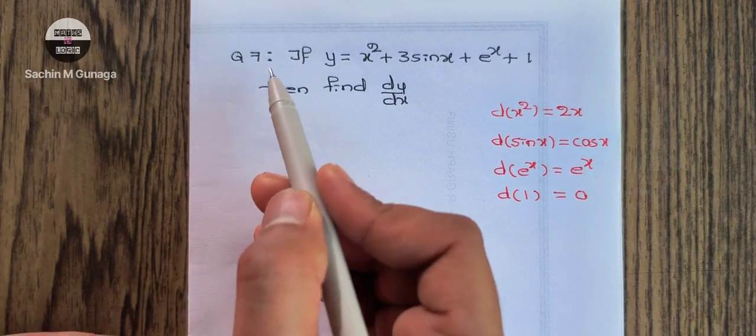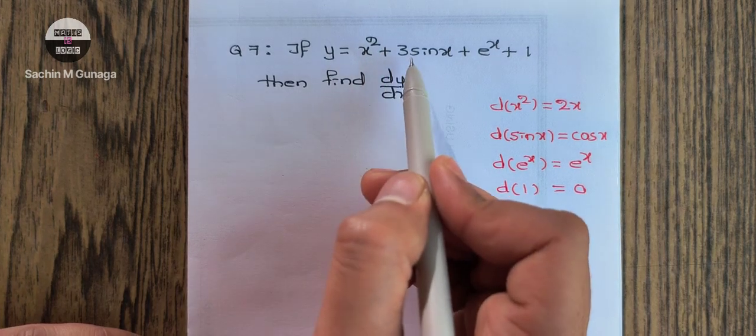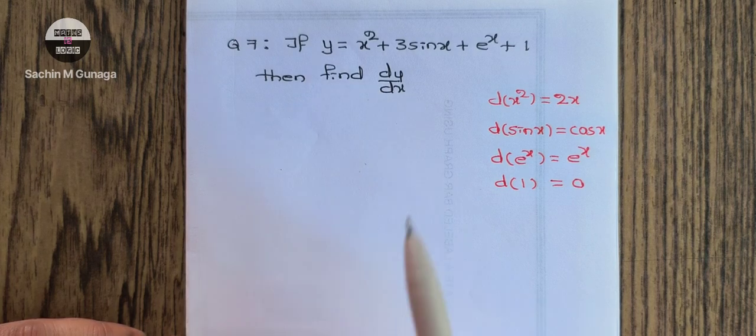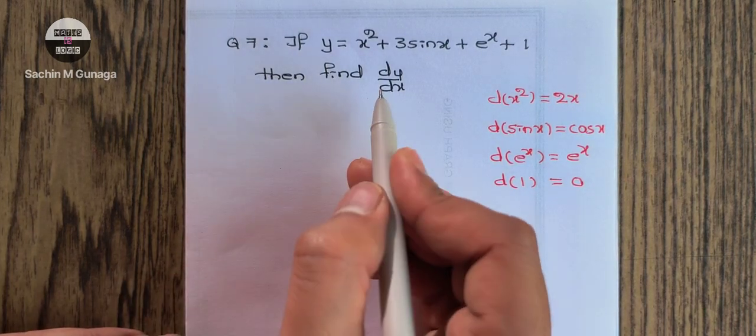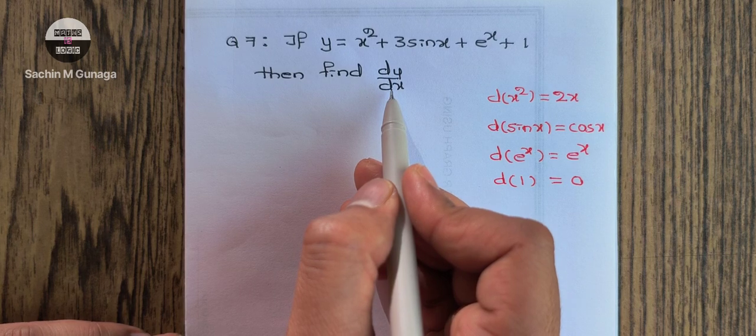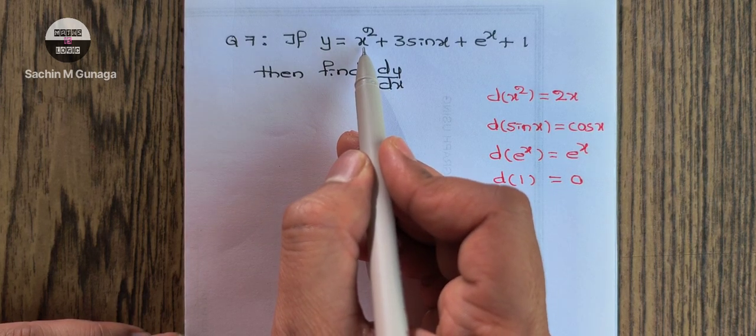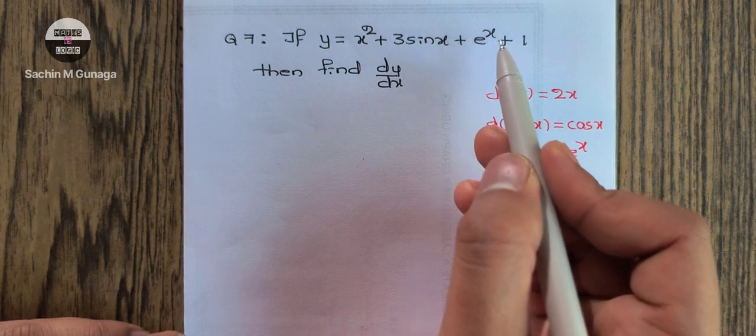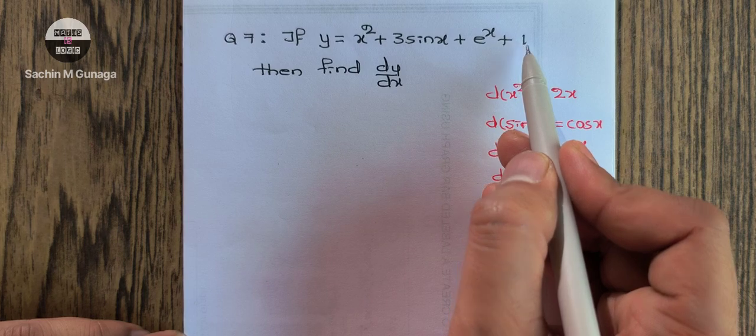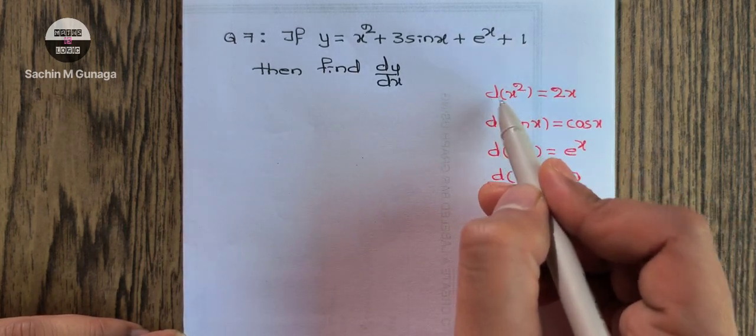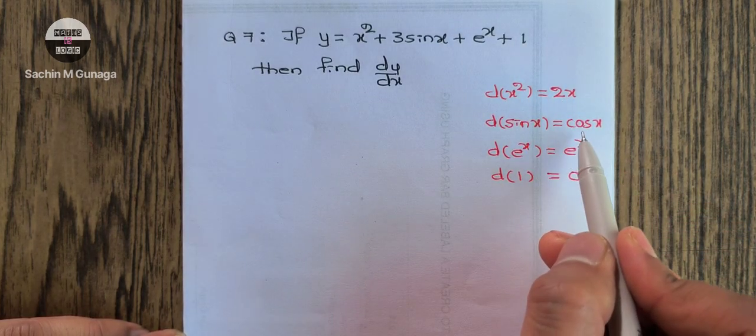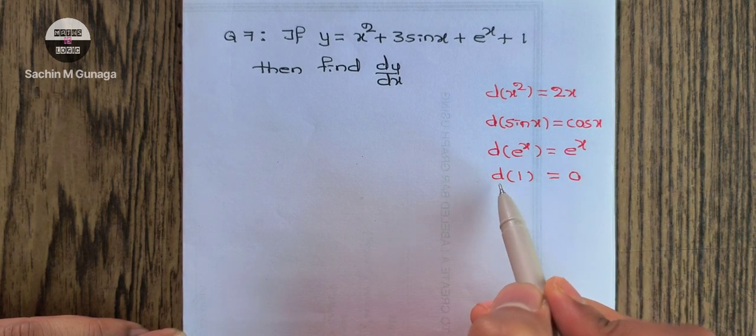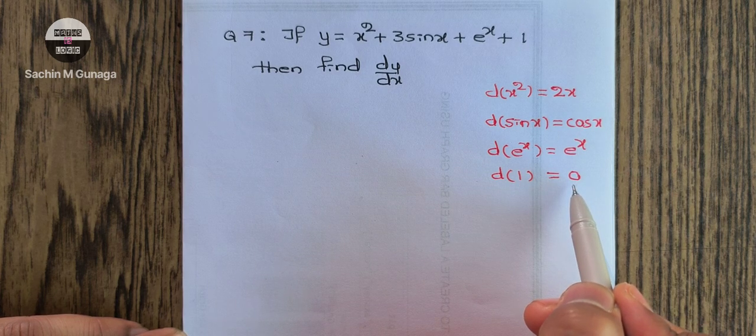Next, question number 7. If y is equals to x square plus 3 sin x plus e power x plus 1, then find dy divided by dx. So here, if you want to find out dy divided by dx, we should know what is the differentiation of x square, what is the differentiation of sin x, what is the differentiation of e power x, and what is the differentiation of the number. So here we know x square differentiation is 2x, sin x differentiation is cos x, e power x differentiation is e power x, and the number, that is 1, differentiation directly goes to 0.